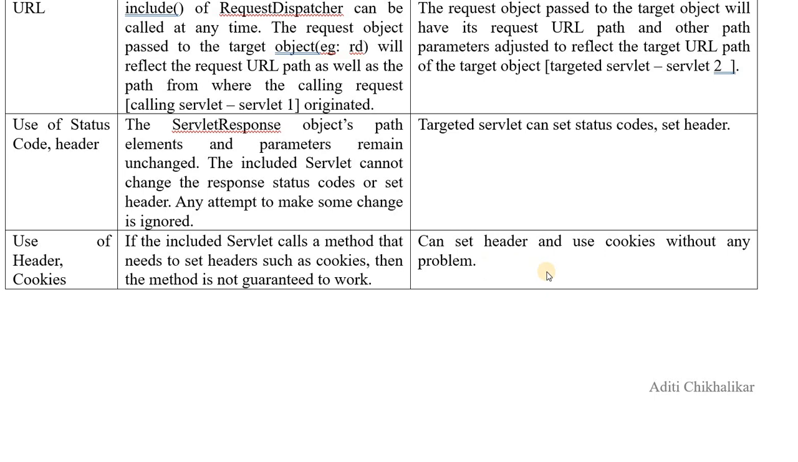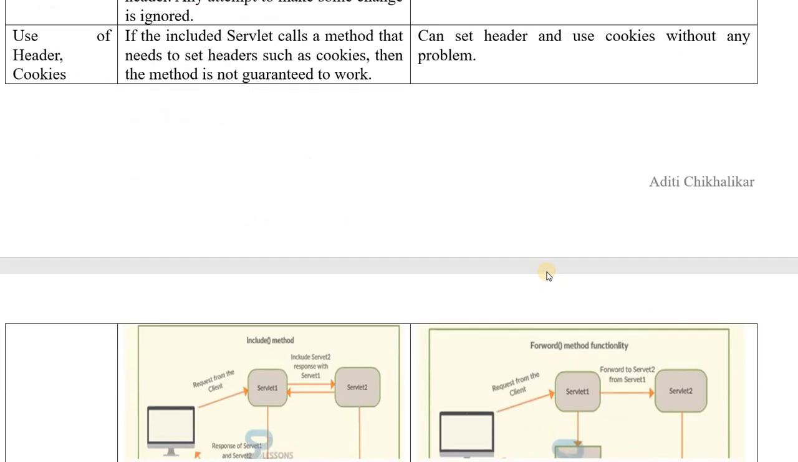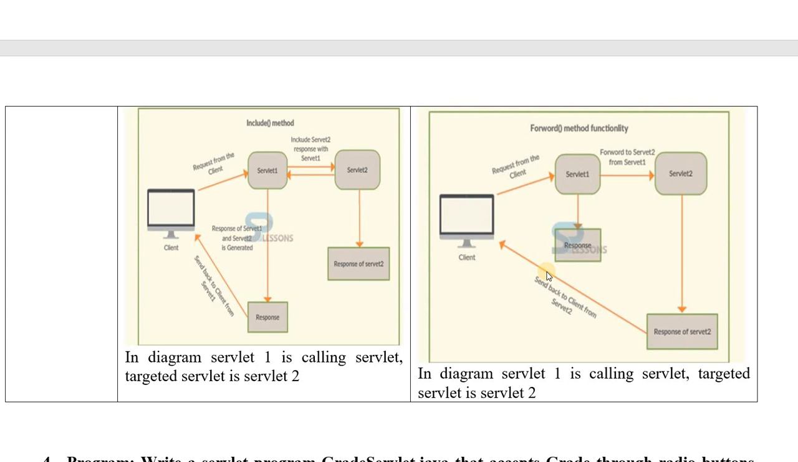Whereas in the forward method, whenever you are forwarding from one page to another page, you can easily work with cookies. Now, let us have a look at the diagram. In case of include, you can see the client request is going from servlet 1 to servlet 2. Servlet 2 is generating the response, but servlet 2 is sending the response to servlet 1, and servlet 1 will include the servlet 2's response in its own response and send it back to the client.